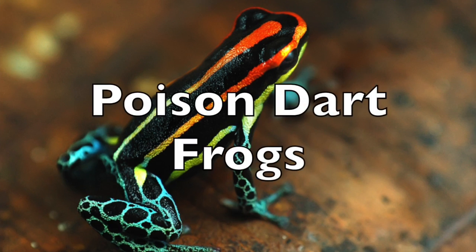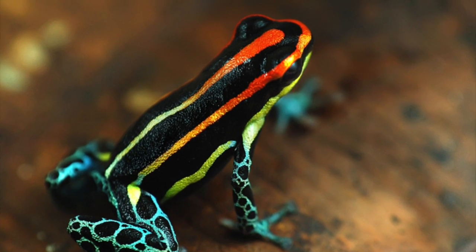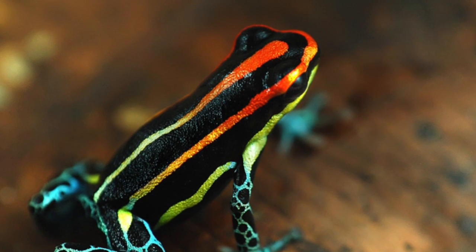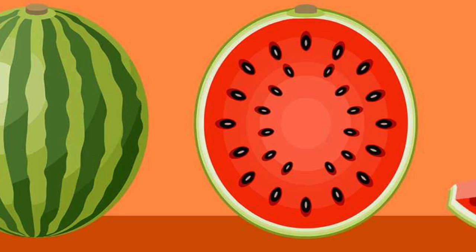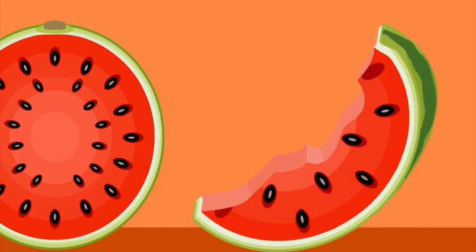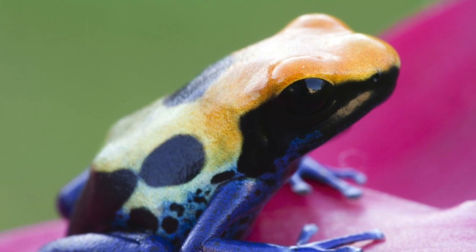Notice how the words poison dart frog and paralyzing poison on the screen summarized what I was saying, but didn't write out all my words. Finally, our story needs an ending. This can be really basic, like, I hope you enjoyed learning about this beautiful frog.